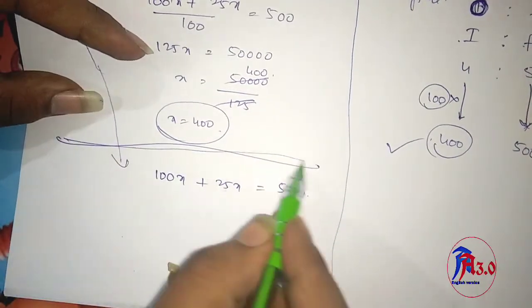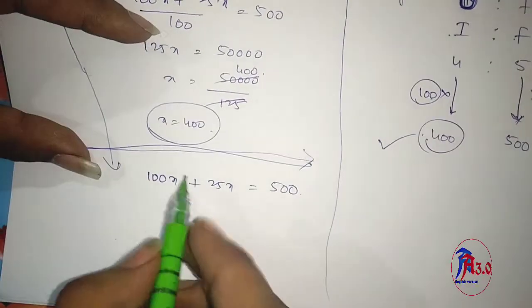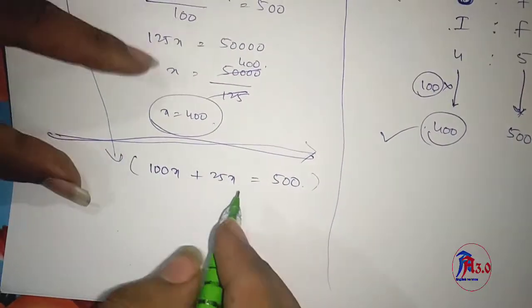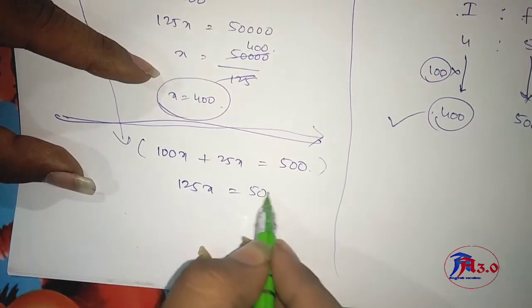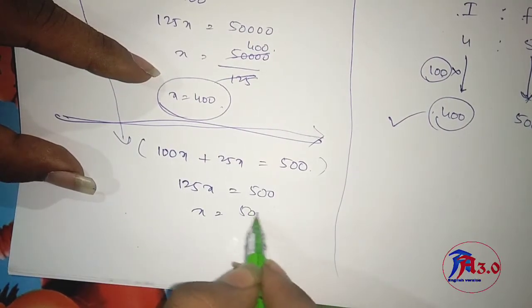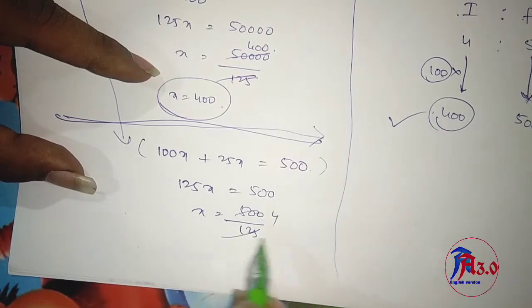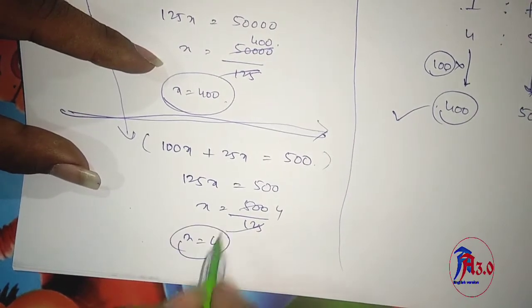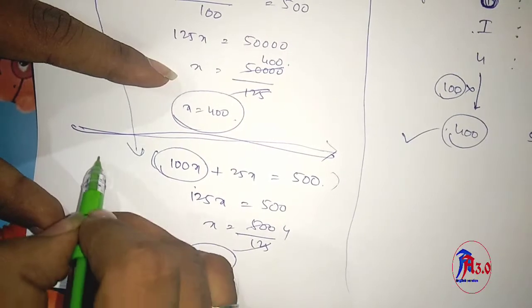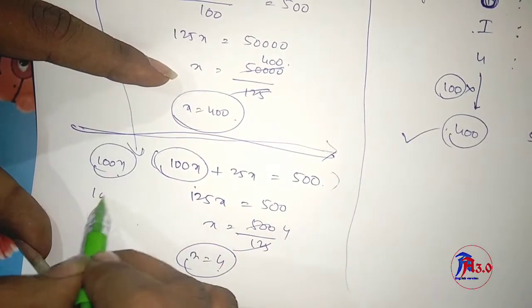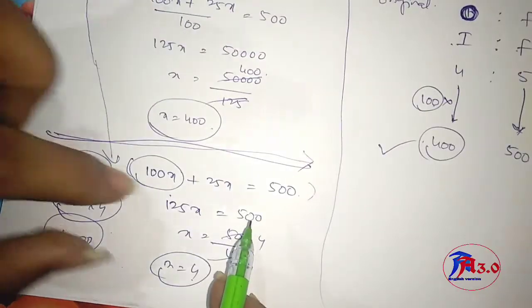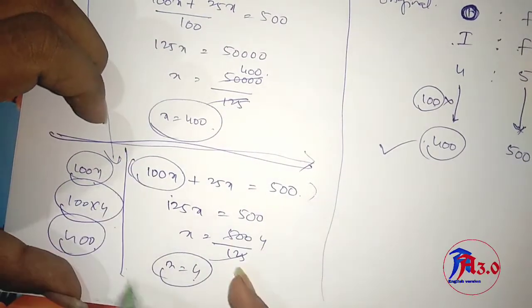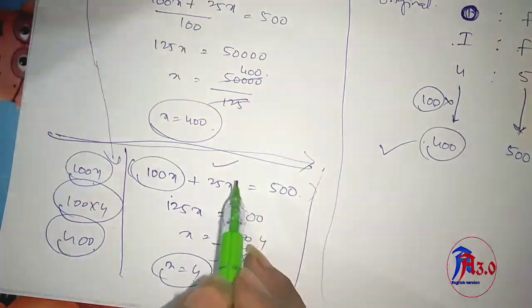This is somewhat advanced method. That means we can solve in this format also. Let me explain you. So 125x equals to 500. So x is 500 upon 125. We got the x value. X is 4. So what is the original number here? We have assumed it as 100x. So 100 into 4 is 400. Right? We can solve these type of questions in this method also.